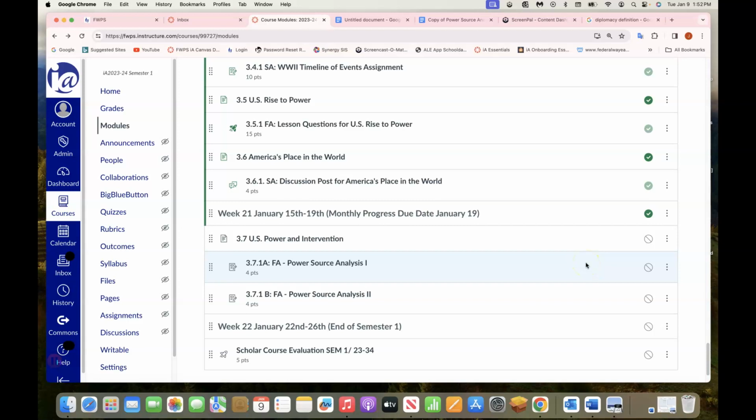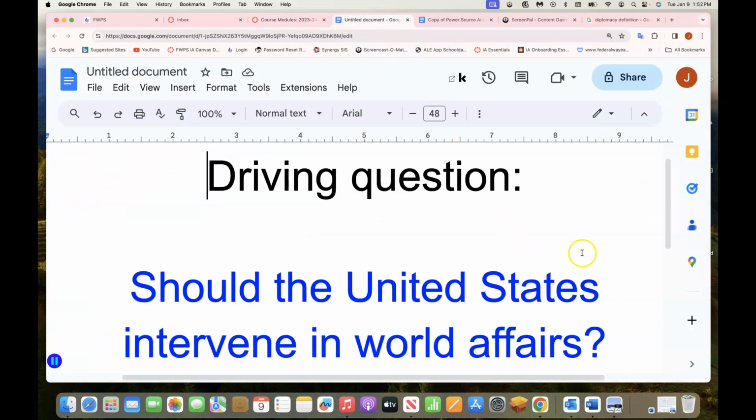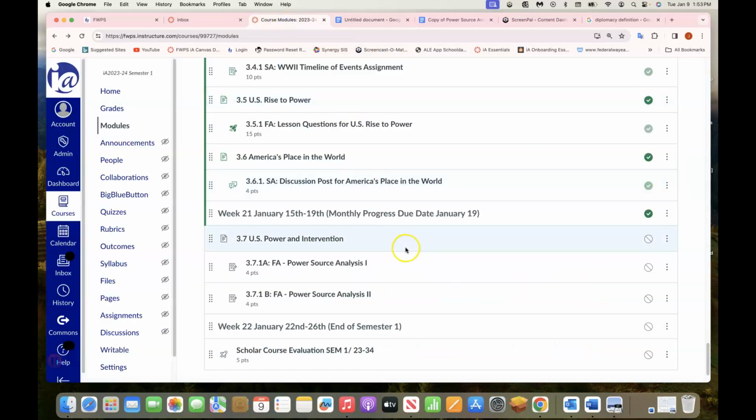All right, now here's another piece of review. The driving question for Unit 3 is, should the United States intervene in world affairs? You always want to have this in the back of your mind as you go through the lessons and the resources and material for Unit 3.